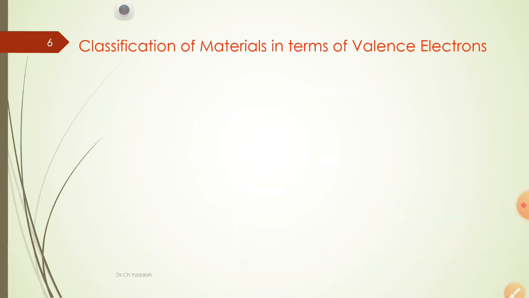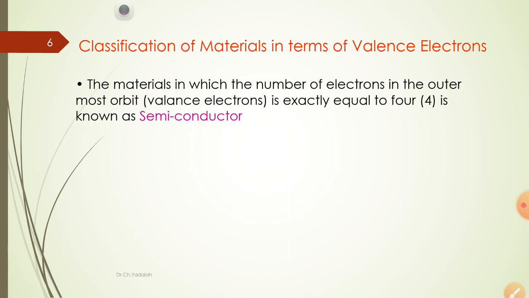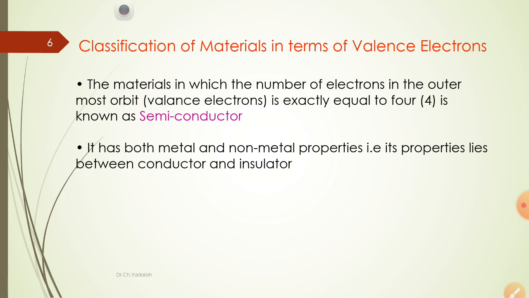Now coming to another family, known as semiconductors. The materials in which the number of electrons in the outermost orbit is exactly 4 are known as semiconductors. Valence electrons less than 4, conductors. Exactly 4, semiconductors. More than 4, it becomes insulators. Now in semiconductors, the valence electrons are exactly 4, half of the outermost orbit.